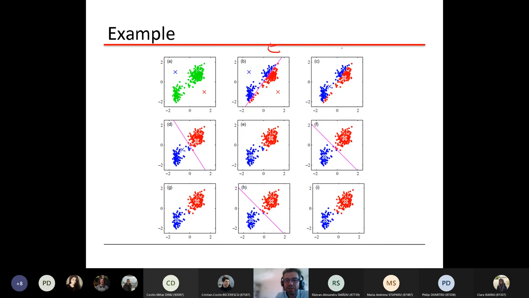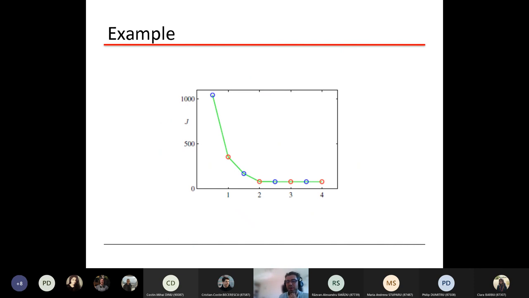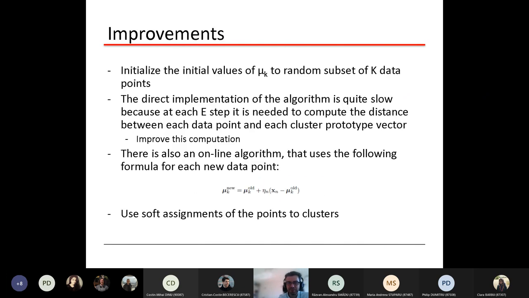So this is expectation, this is maximization. In the maximization step, we compute the new value for the centroids. So we compute new crosses, like a new blue cross, a new red cross. And then we continue again, expectation, maximization, and so on and so forth. And for this example, after four steps, you see the error decreases, and then it converges. For more complex data sets and a larger number of clusters, it is not so easy.